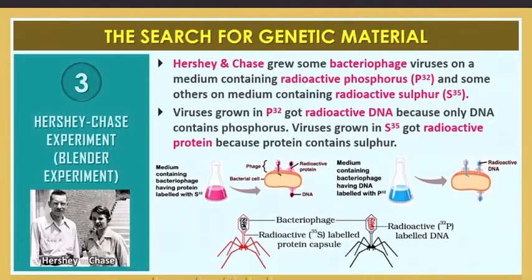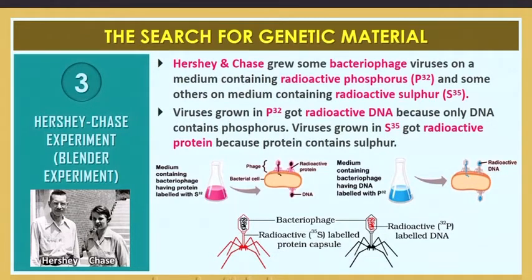And further, experiment number 3, Hershey and Chase grew some bacteriophage viruses on a medium containing radioactive phosphorus P32, and some others on medium containing radioactive sulfur S35.